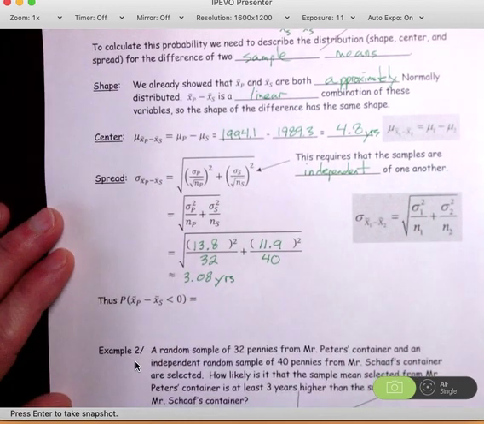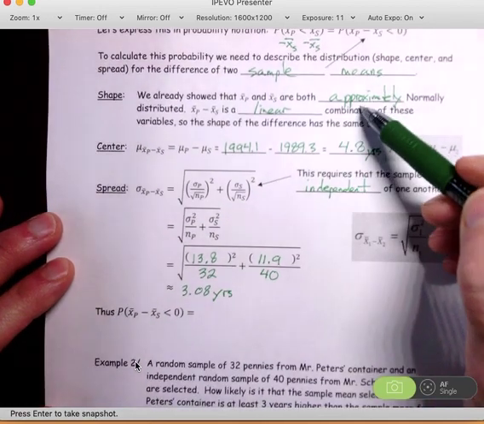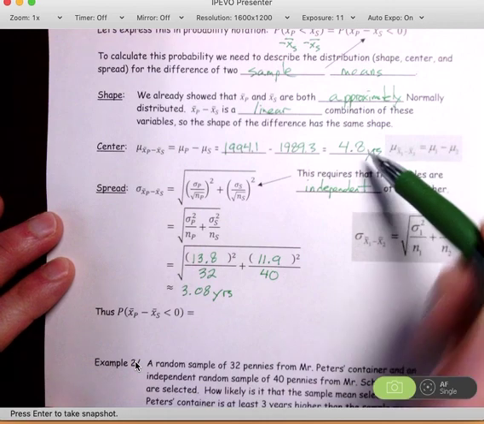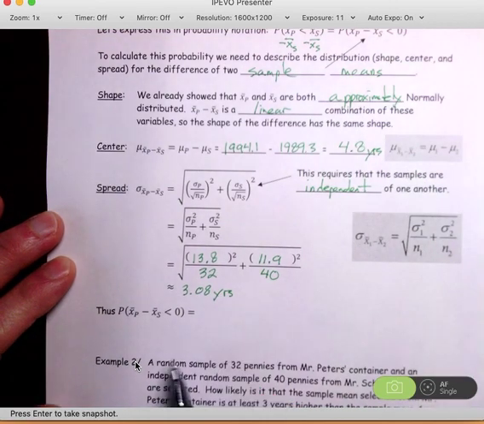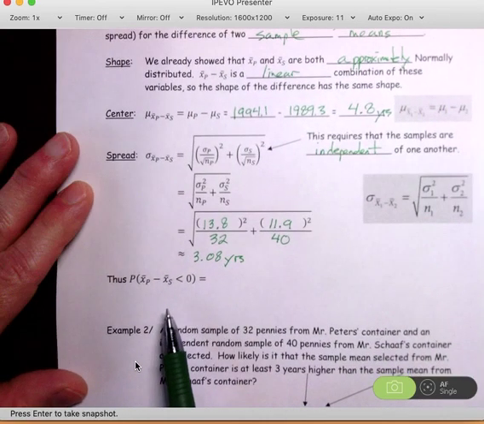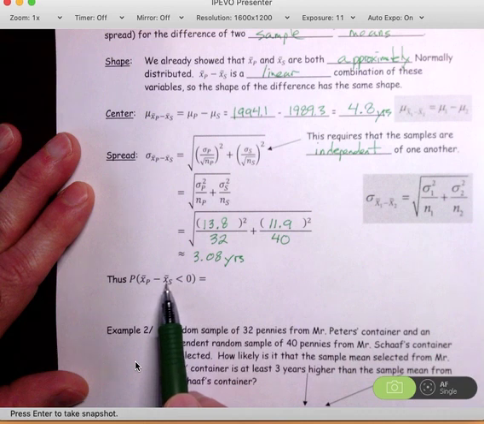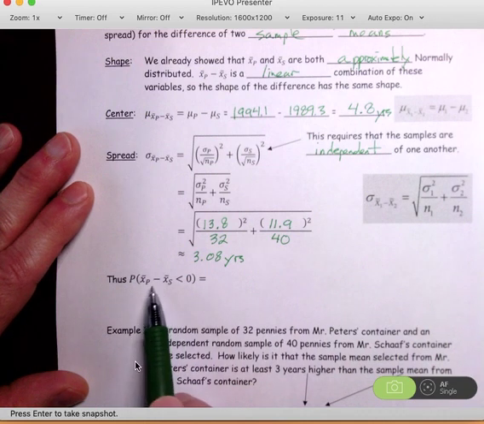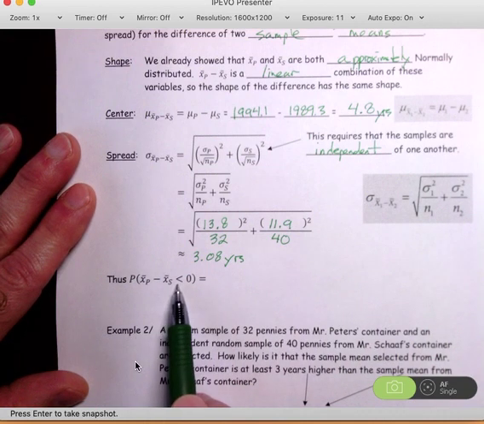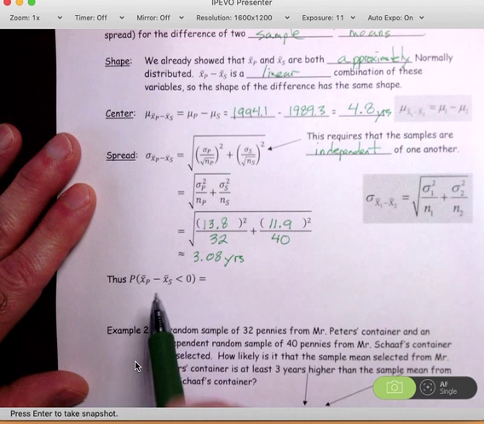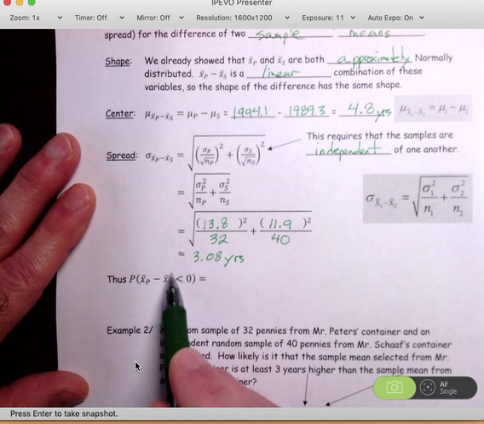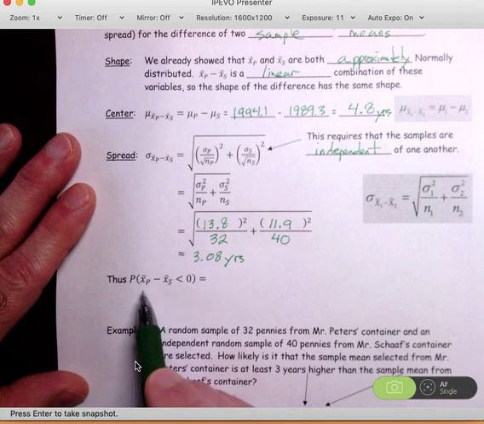All right, so now we have a shape, we have a center, we have a spread, and so now we can find our probability. So I want the probability that the difference, the mean from Peters' container minus the mean from Schaaf's container, when I'm looking at sample means, I want the likelihood that that difference is less than 0. Less than 0 would mean that the sample mean from my container was larger.